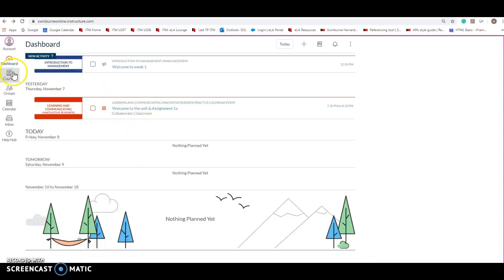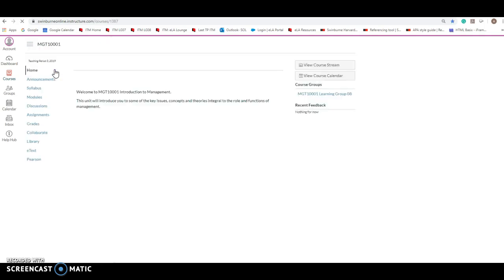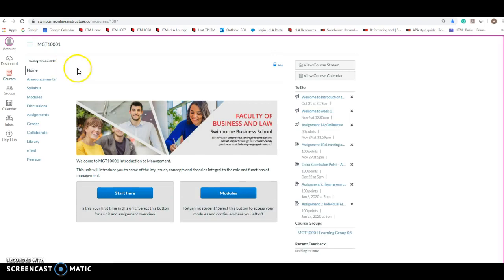What you need to do is to go into the courses section on the left-hand side and click on that, and then go into the unit that you are wanting to find your group in. So we'll go into the Introduction to Management unit for this one. And this is the home page for the Introduction to Management unit, and it provides you with a menu on the left hand side with all the key information that you'll need for this unit.